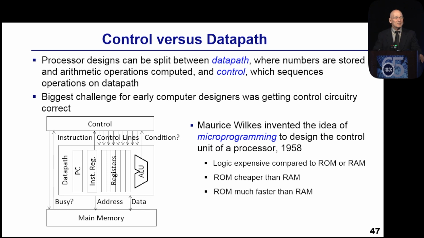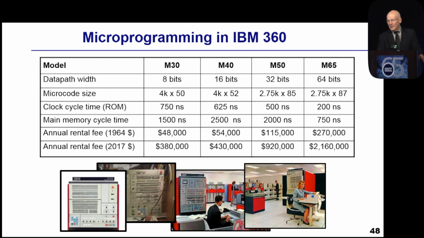Maurice Wilkes, one of the computing pioneers, had written some papers as an academic that he thought there was a better way to design control. Since at that time, logic was slower than ROM or RAM, and ROM was faster and cheaper than RAM, his idea was to specify control as a matrix. And he referred to every word of that ROM as a microinstruction, so it's more like programming. So IBM decided to make that bet when they bet the company that they could pull it off.